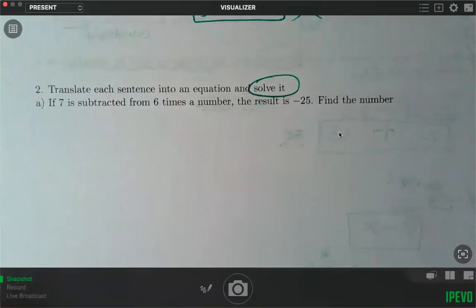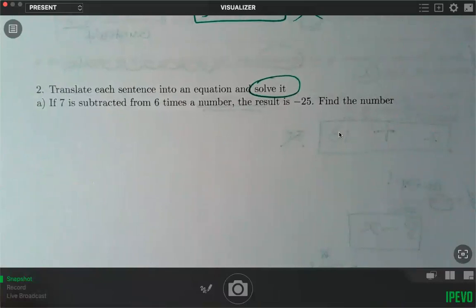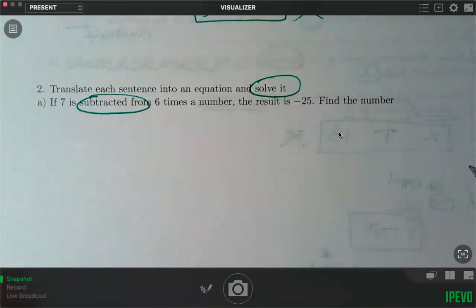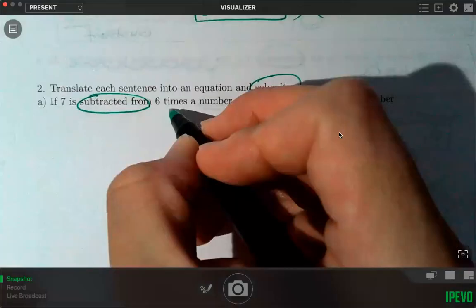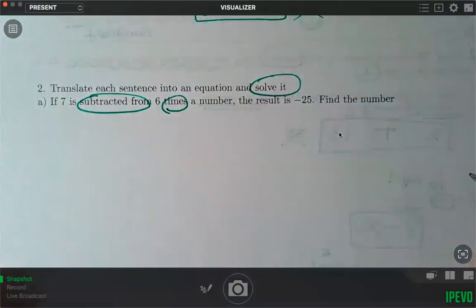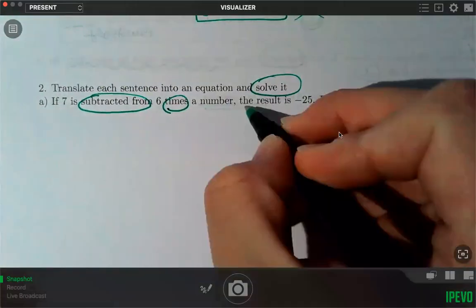So, if 7 is subtracted from 6 times a number, the result is negative 25. Find the number. Now here, there are lots of keywords. The first keyword that you see is what? Subtracted from. That tells us something, right? And then what else do you see? Right, times. And then the result is, that is another keyword.